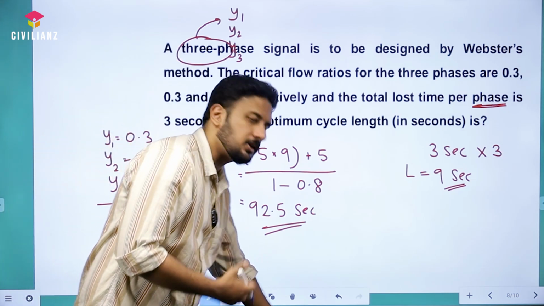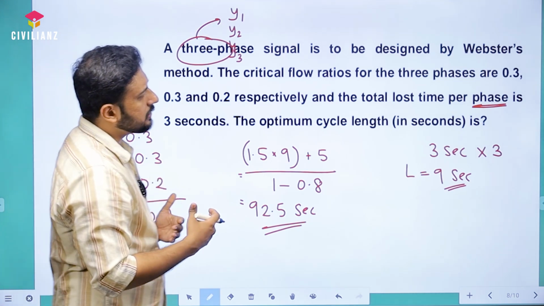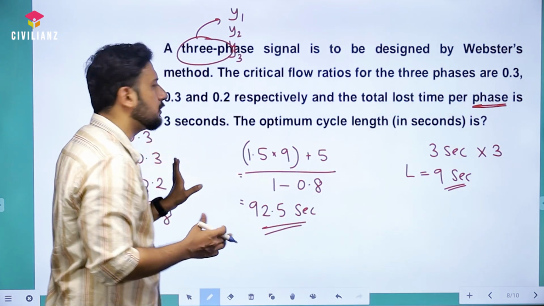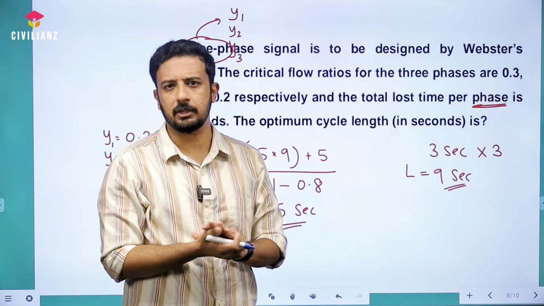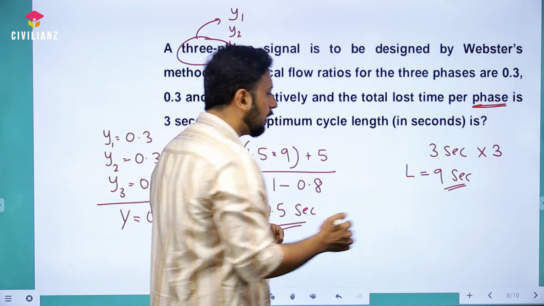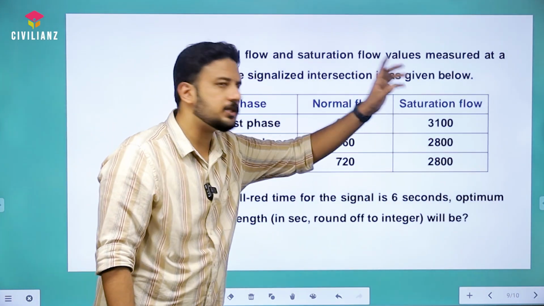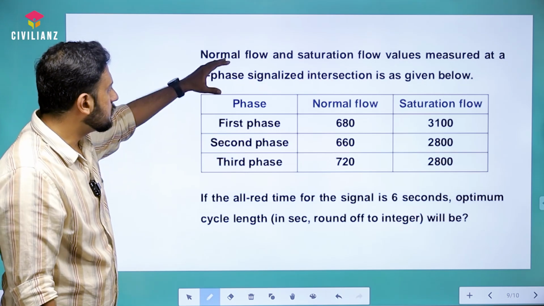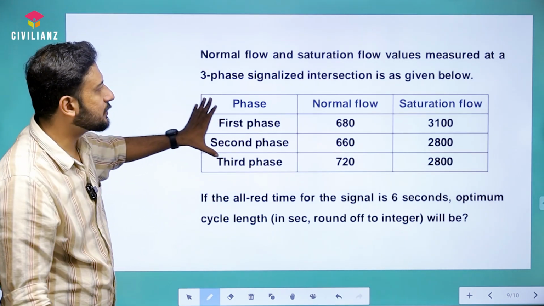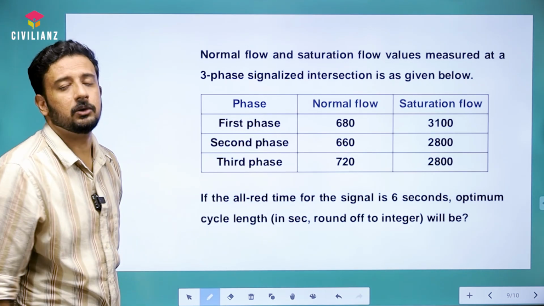Now let me just go into somewhat detail. In all these questions, they have given directly the ratio: 0.3, 0.2, and in the previous question 0.4. How are we going to get these ratios? That is the next thing. Already we have mentioned that it is the ratio of the normal flow to saturation flow. Look at this data. From this data, how many phases does this signal operate in? There you go, 3 phases, right?